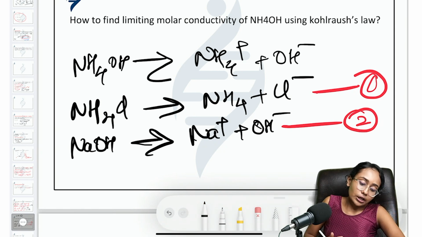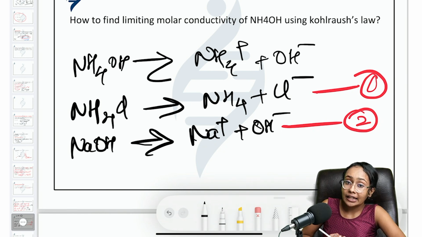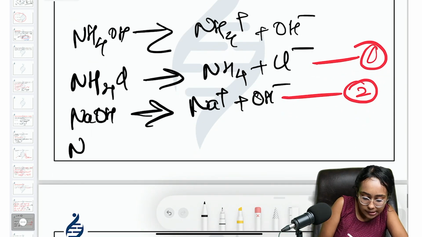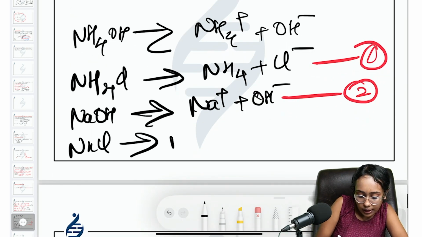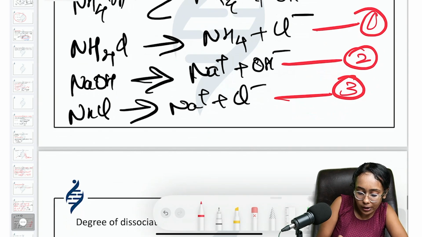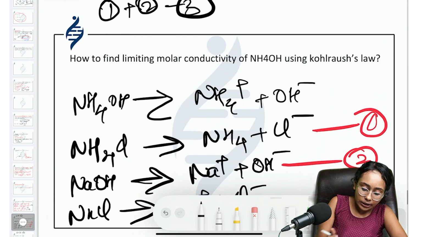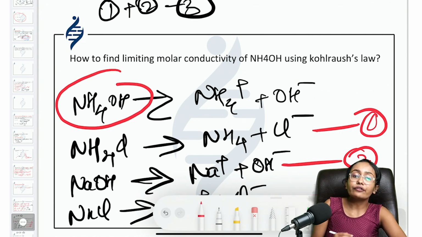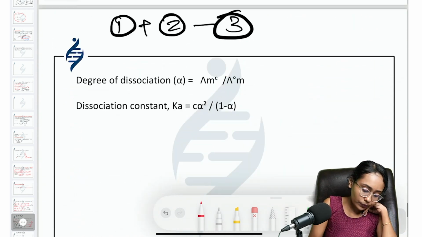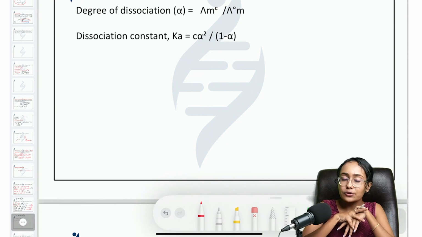So from the first equation I need to eliminate Cl minus, and from the second equation I need to eliminate Na plus. So I use NaCl, Na plus and Cl minus. This is my third equation. What I have to do is just 1 plus 2 minus 3, which will give me the limiting molar conductivity of NH4OH. So now the equations for degree of dissociation and dissociation constant.